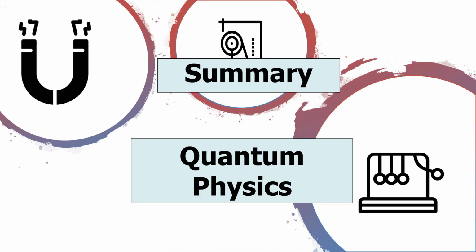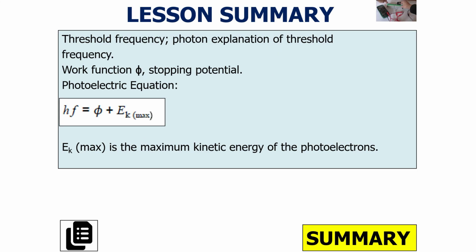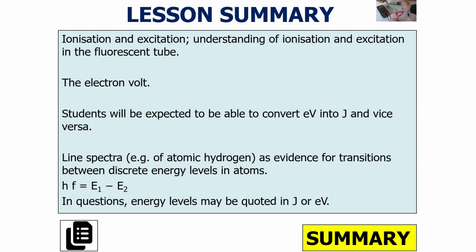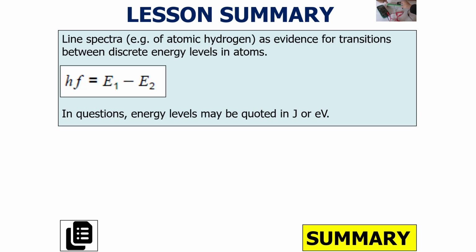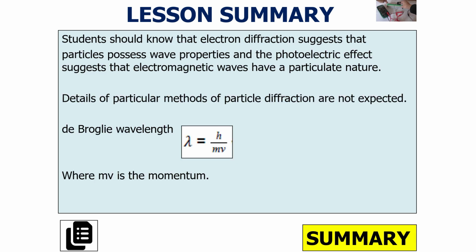So let's summarize what we've learned. We should understand threshold frequency, the photon explanation of the threshold frequency, work function, stopping potential, and the photoelectric equation. We should understand ionization, excitation, and the idea of ionization and excitation in the fluorescent tube, understand the electron volt, understand line spectra as evidence for the transition between discrete energy levels in atoms, linking in here with hf equals E1 minus E2, and have an understanding that the electron diffraction suggests that particles possess wave properties, and the photoelectric effect suggests the electromagnetic waves have a particulate nature.